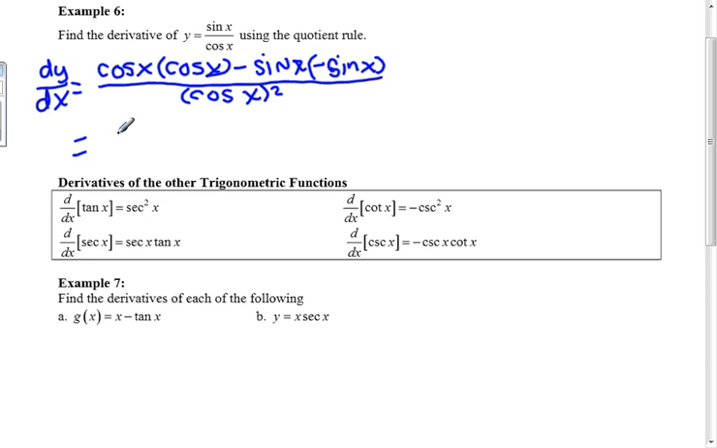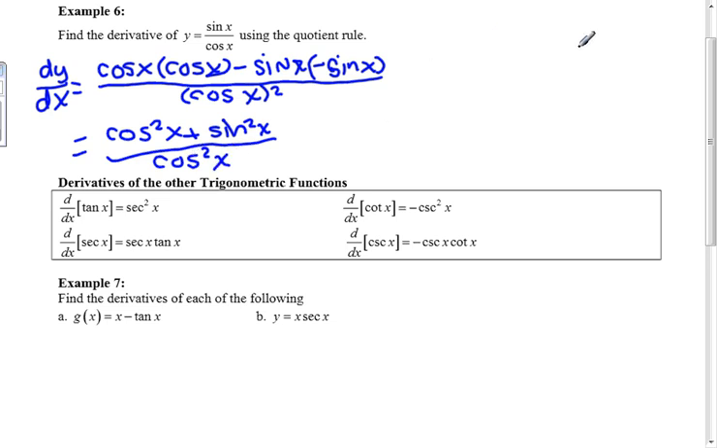Cosine times cosine, that's simply cosine squared of x. Sine times sine, and we have plus sine squared of x, all over cosine squared of x. I'm just rewriting it with the squared in the middle there.